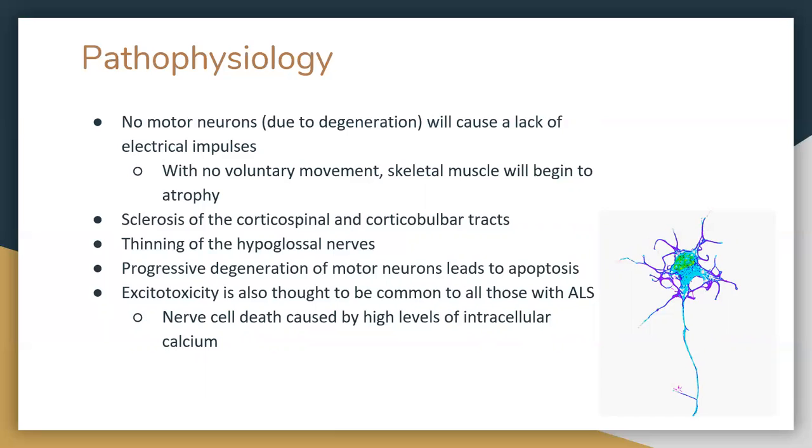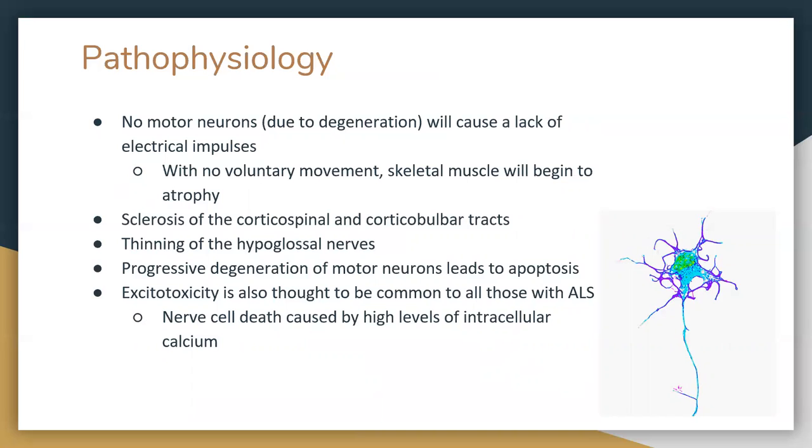And that will slow the motor movement with this lack of myelin. And as there would be no motor neurons, there would be a lack of these electrical impulses, which will cause a lack of movement. ALS will cause sclerosis of the cortical spinal and cortical bulbar tracts. And sclerosis is an abnormal hardening of body tissue.